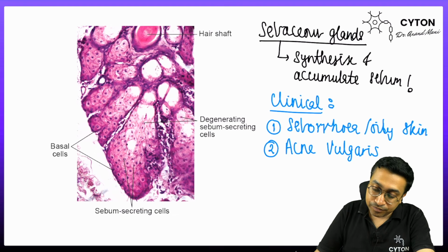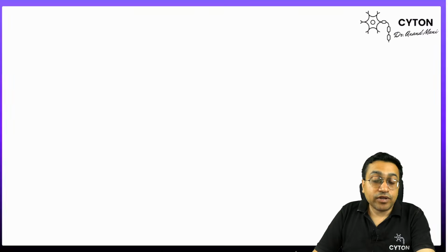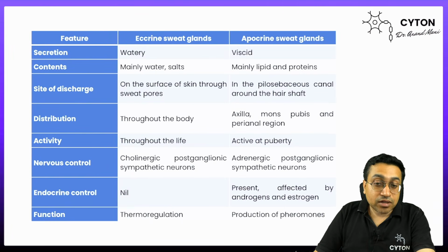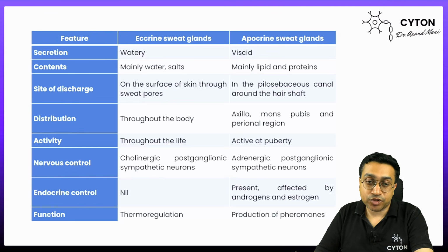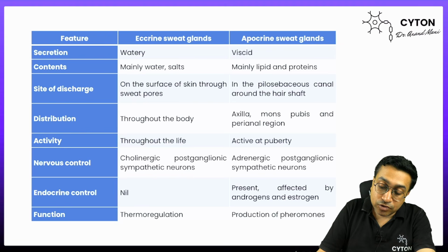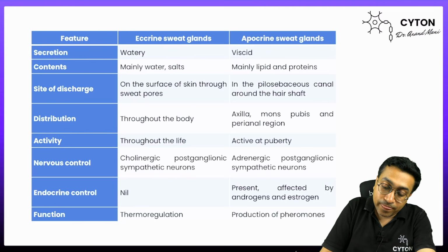Okay, then we have something known as the sweat glands. Okay, so sweat glands are the ones which produce the sweat or the perspiration. Okay, so there are two types of sweat glands which you can see here.